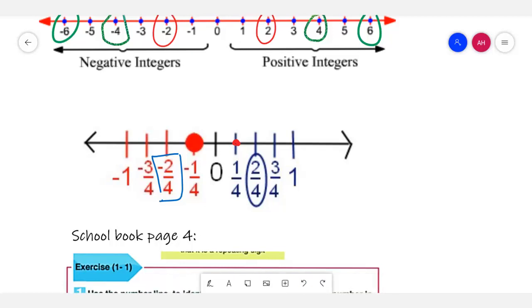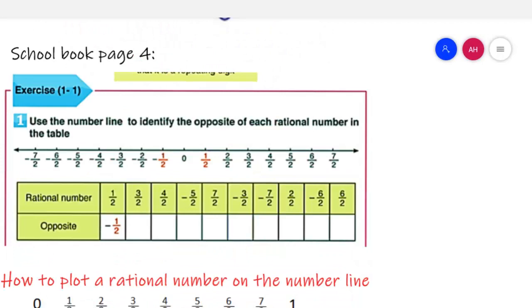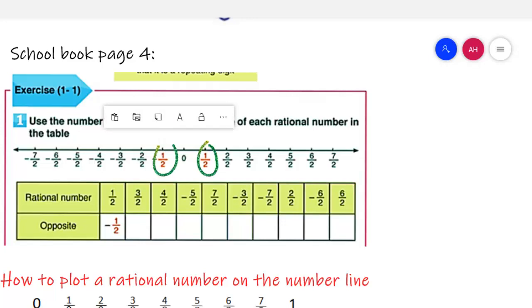Let's go now to page 4 in our school book, exercise 1. I would like you all to write today's date beside question number 1, and let's begin. Use the number line to identify the opposite of each rational number in the table. And he gives me here an example that the opposite of half is -half. Let's begin now with 3/2.